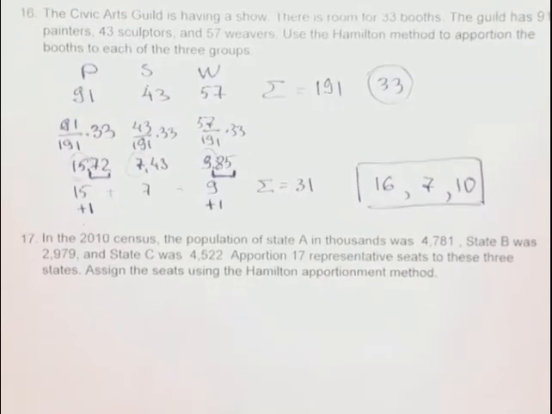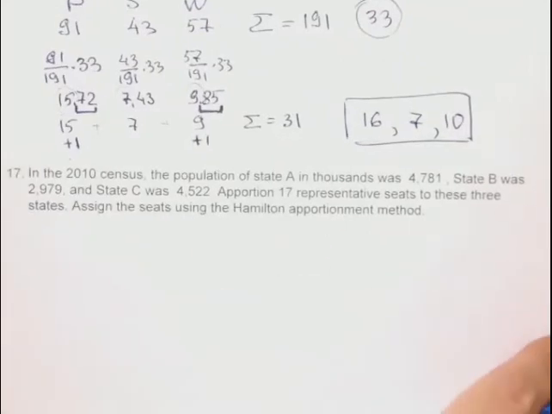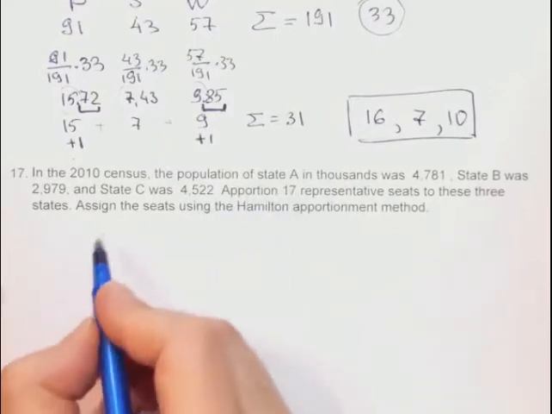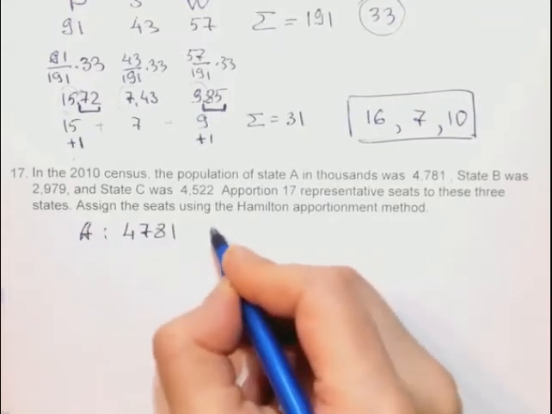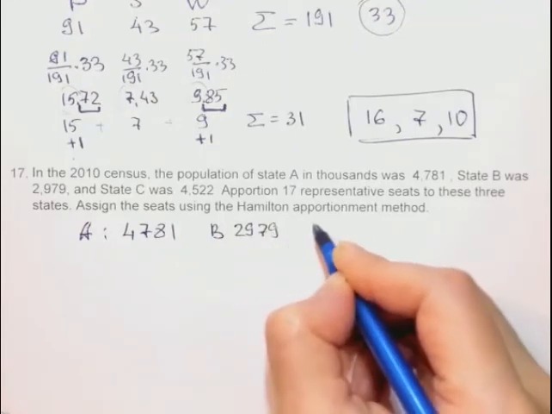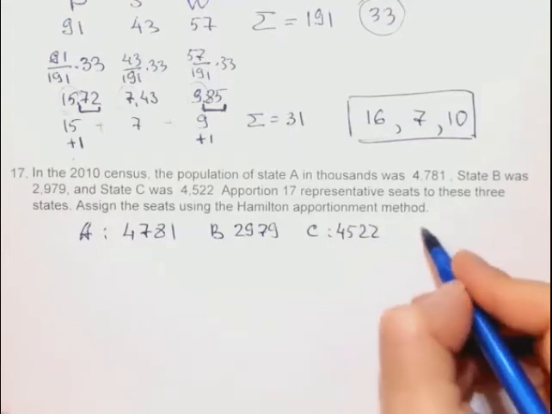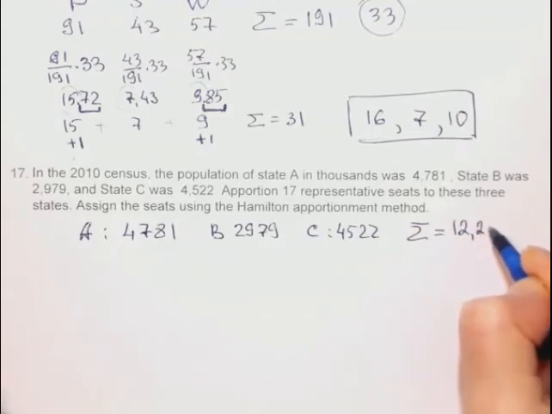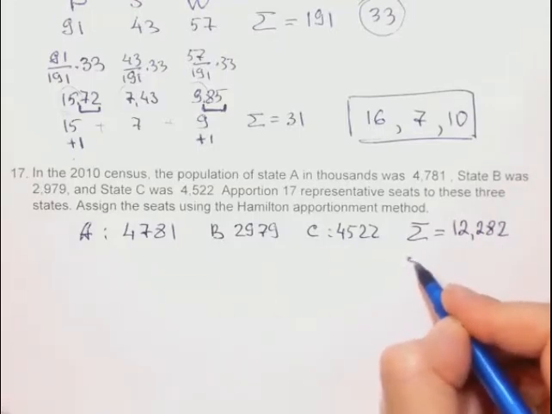Let us use another method. It's also the Hamilton apportionment method, but with standard divisor for the second problem. The population of state A in 1000 is 4781, state B 2979, and state C 4522. The total population is 12,282.